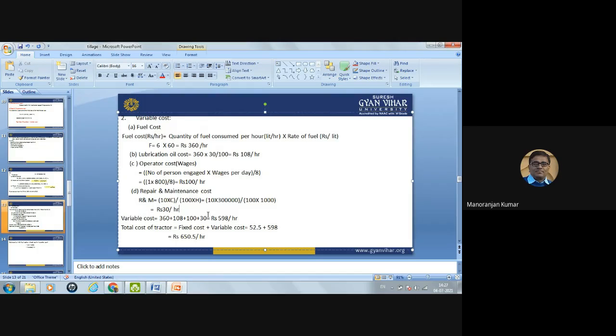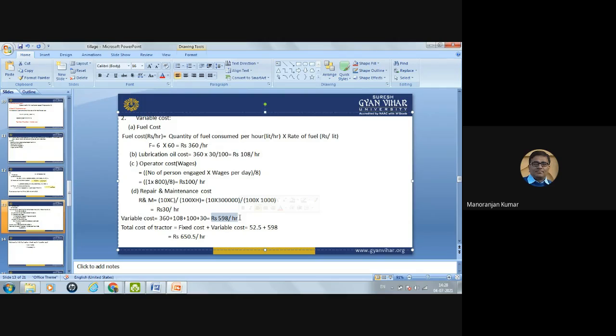After this you have to add the fuel cost, that is 360, plus the lubrication cost, that is 108, plus the operator cost, that is 100, plus the repair and maintenance cost, that is 30, and it will give 598 rupees per hour. So here we have calculated the total fixed cost as well as the total variable cost, and after this you have to calculate the total cost of the tractor by adding the fixed cost plus the variable cost.